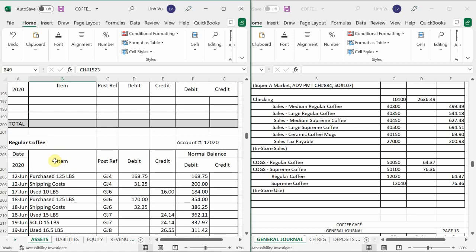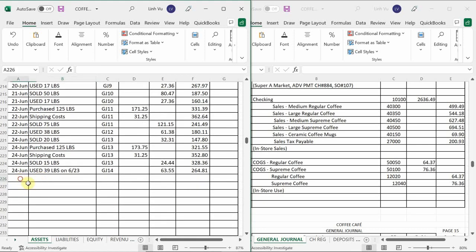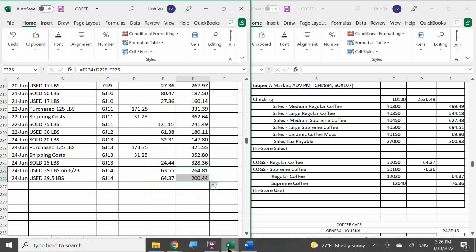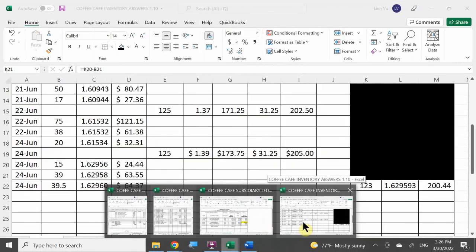Okay. So you got the regular coffee. We used 39.5 pounds for $64.37. So what's my grand total here? $244. Right? And that's exactly what we have in our inventory.